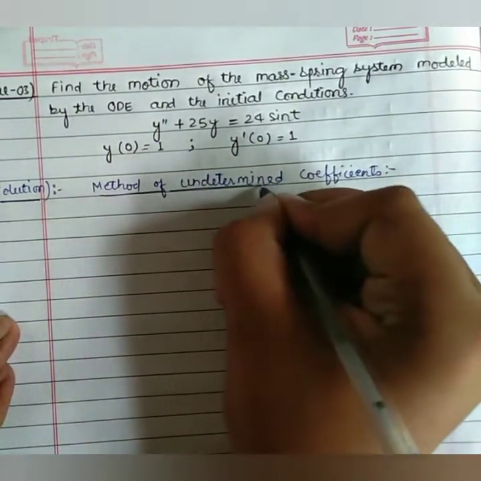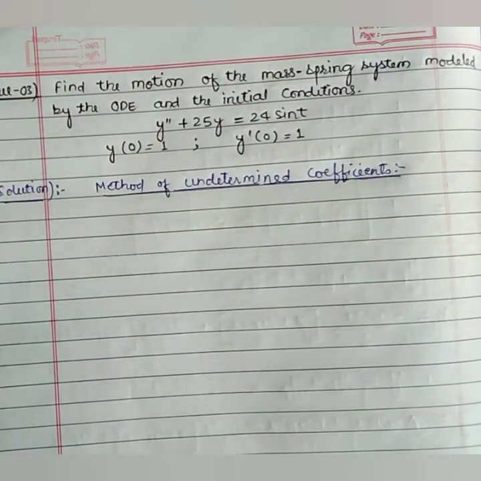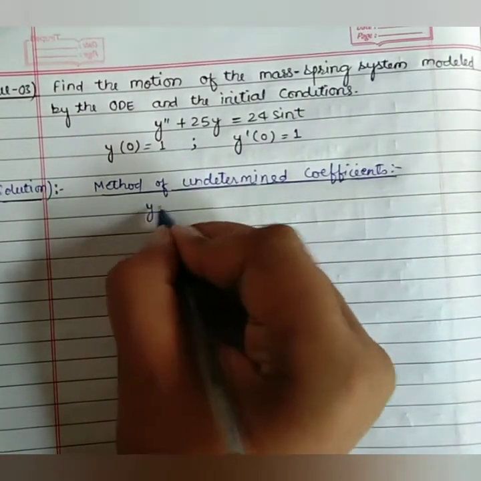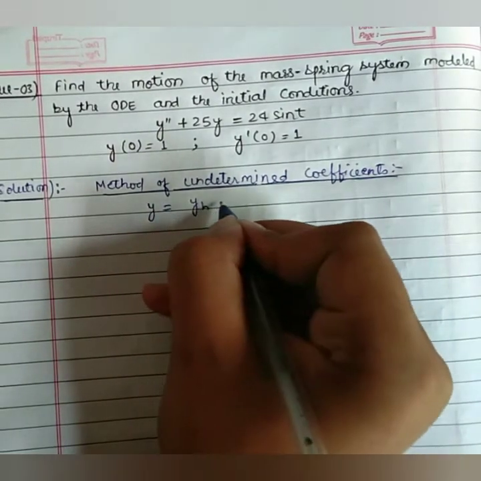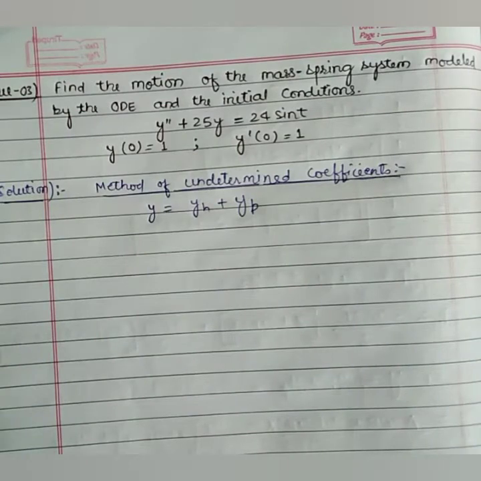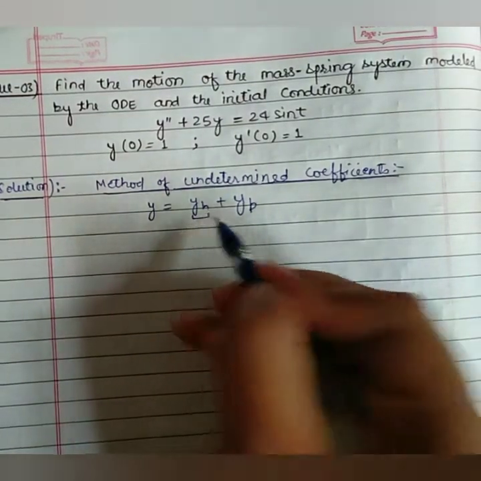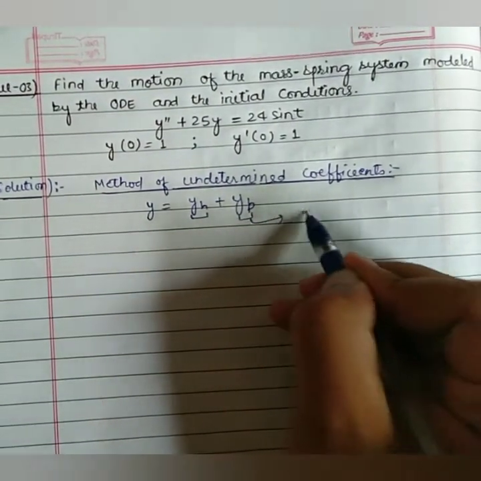This is the method we are going to use. Now we know that for any second order linear ODE, the solution can be written as y equals yh plus yp, where yh is the solution of the corresponding homogeneous equation for the given non-homogeneous linear second order ODE, and yp is the particular solution.